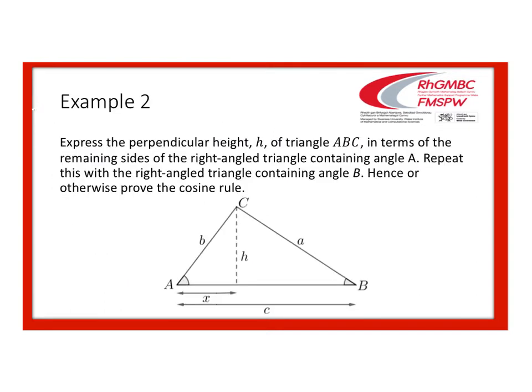Okay, this example's a little bit trickier, but hopefully you can have a go. So in example 2, it tells us to express the perpendicular height h of triangle ABC in terms of the remaining sides of the right angled triangle containing A. It says then to repeat this with a right angled triangle containing angle B. Hence or otherwise prove the cosine rule.